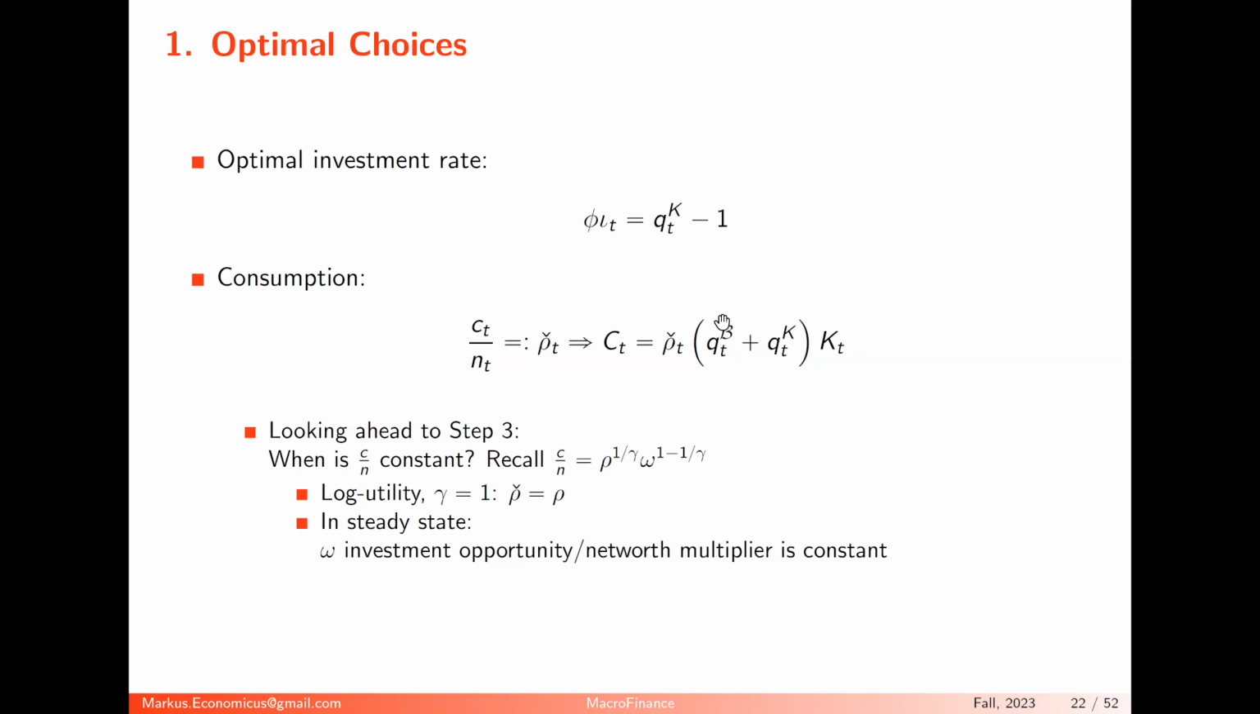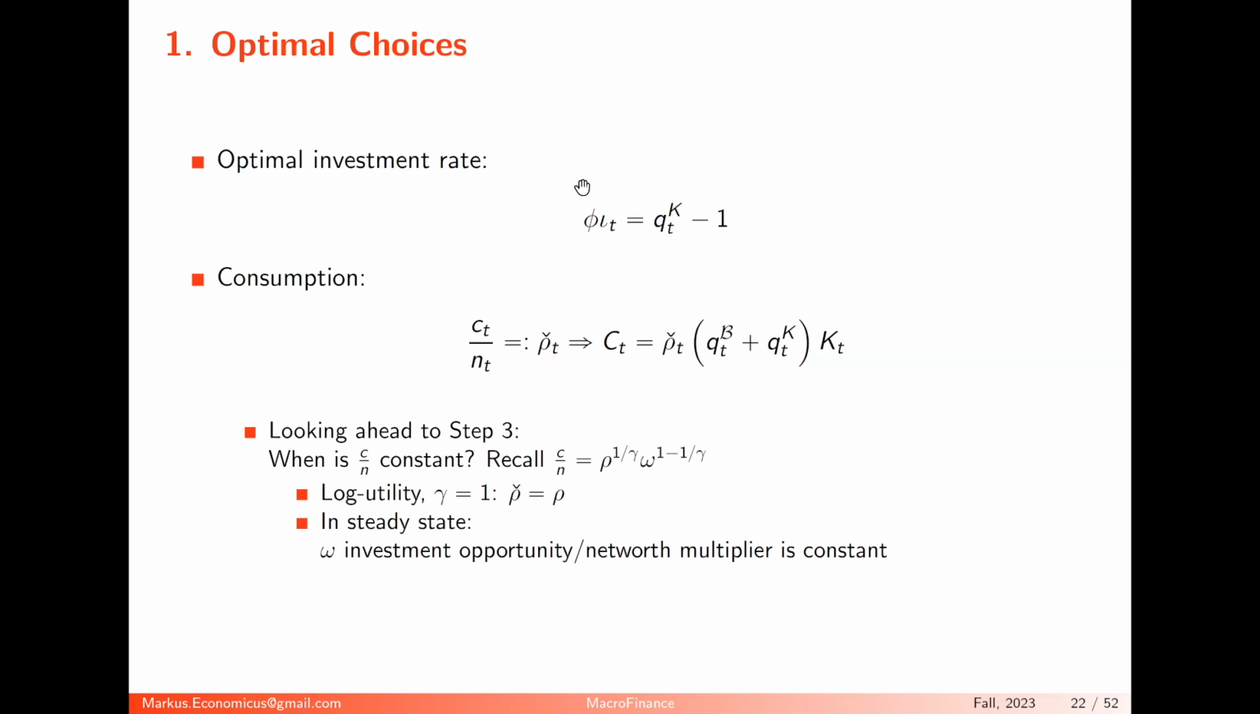And so, if you remember from the early lecture, partial equilibrium, the consumption net worth ratio is given by this expression here. That was the time preference rate rho to the power of 1 over gamma times omega. What was omega? This was the net worth multiplier, or the investment opportunity moving around potentially. If you have log utility, then gamma is 1. So this is rho to the power of 1 times omega to the power of 0. So it's always rho. So with log utility, it's like this. Okay. And also in the steady state, omega is not moving around.